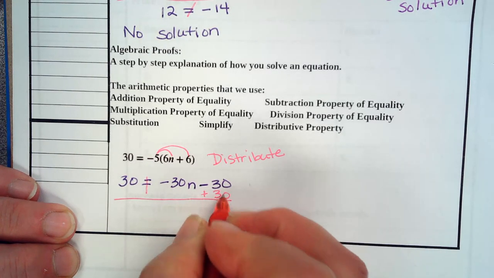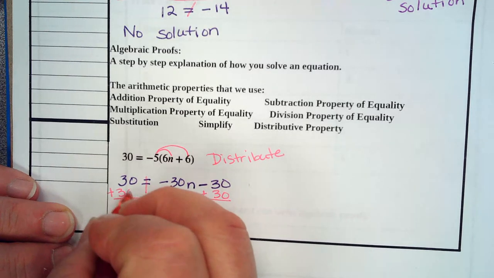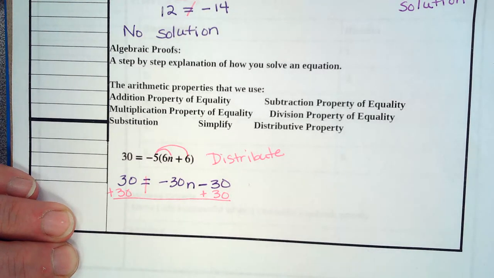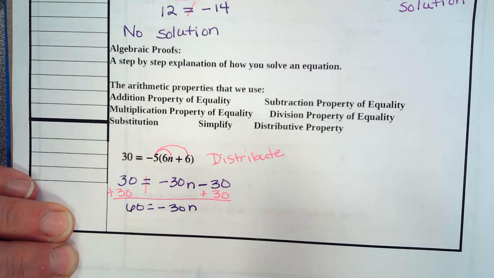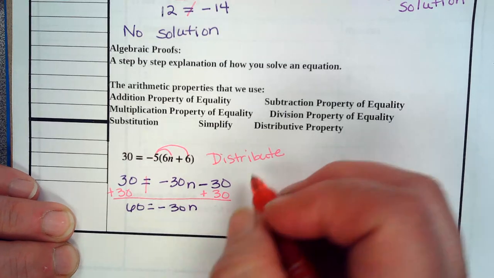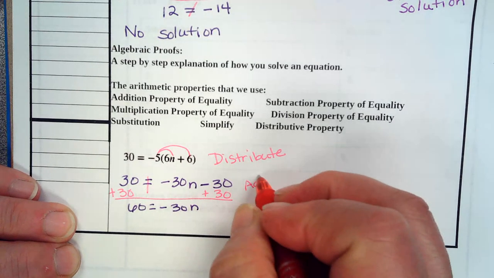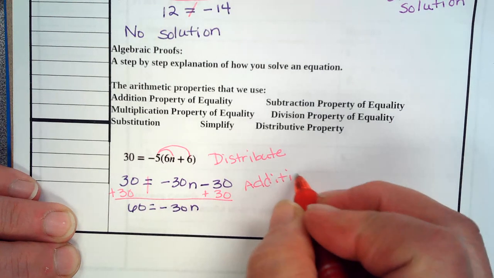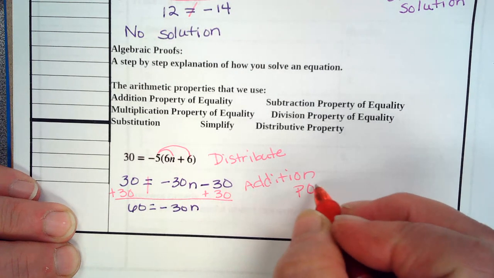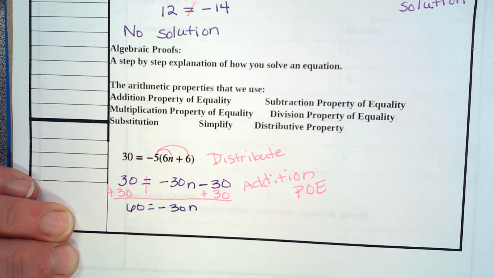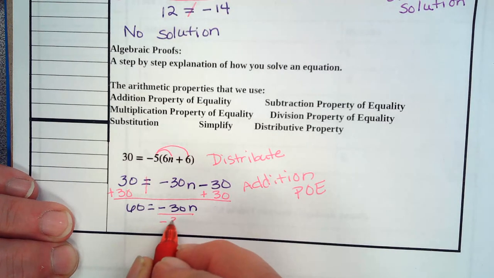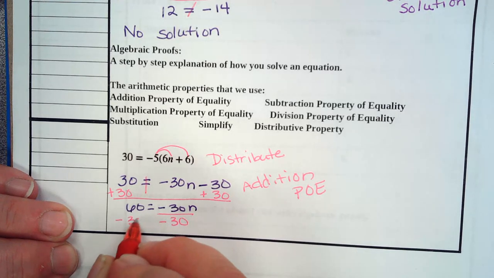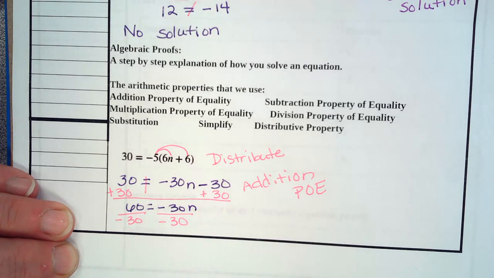So I'm going to add 30 to both sides. This gives me 60 is equal to negative 30n. This is my addition, because I'm adding the same thing on both sides. Property of equality, addition property of equality. Okay, last step, what do I need to do? Well, I need to divide both sides by negative 30. So this is my division.